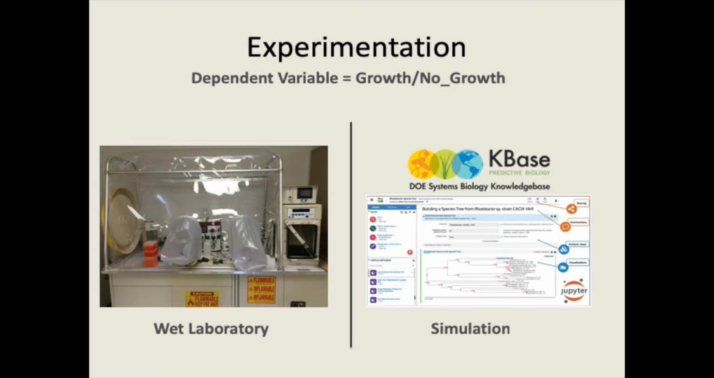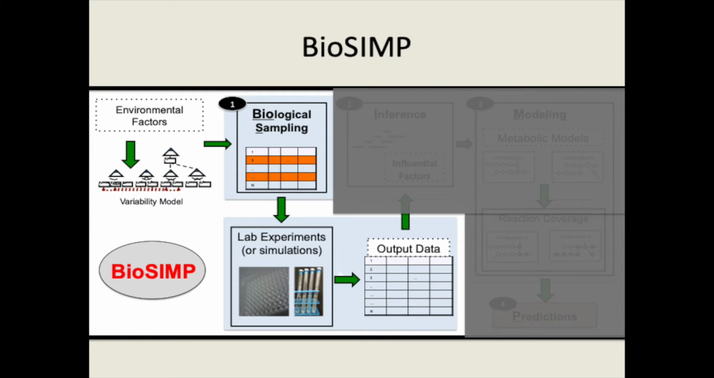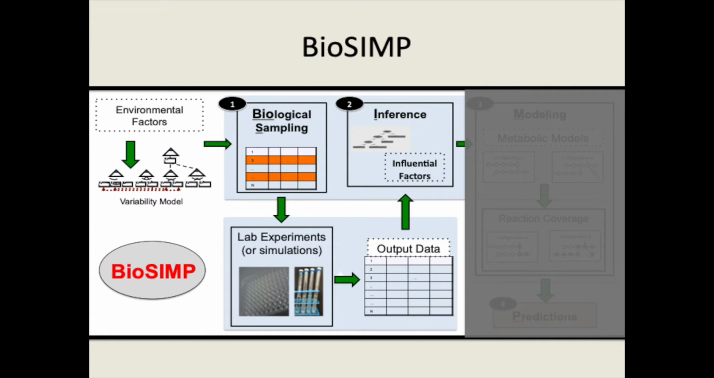Our collaborators ran experiments in the wet lab to understand what occurs in nature. I ran experiments in simulation to explore the potential of the computational models. I became an expert user of the Department of Energy's Systems Biology Knowledge Base, or KBase. By using their SDK, or Software Development Kit, I was able to script up parallel runs on a supercomputer. Next, we take the output growth data and try to classify the results using inference to learn what are the influential environmental factors. In other words, which input factors affect the output and how.